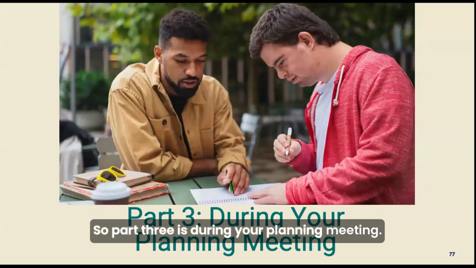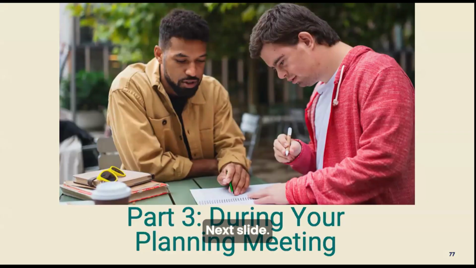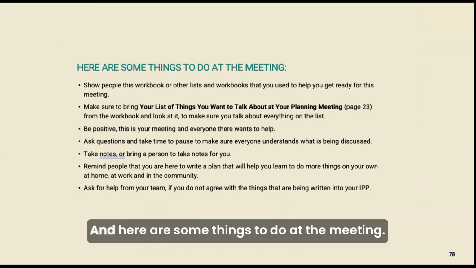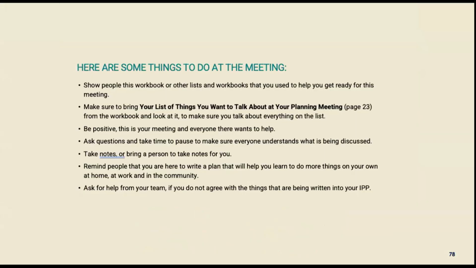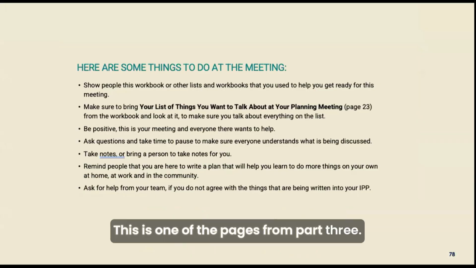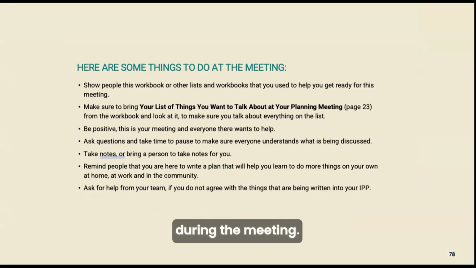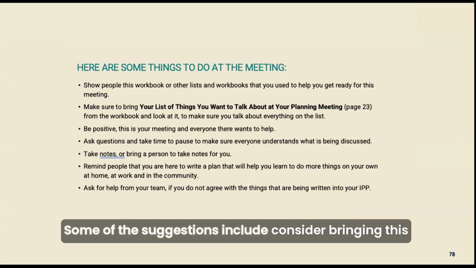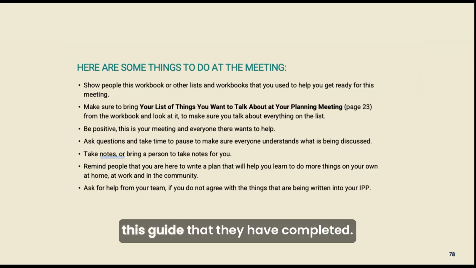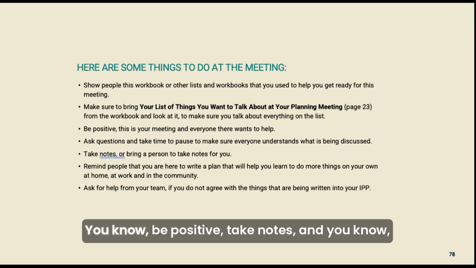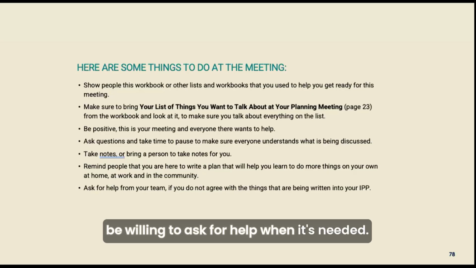So part 3 is during your planning meeting, and this is the cover sheet for part 3. Next slide. And here are some things to do at the meeting. This is one of the pages from part 3. This provides an overview of what individuals should do during the meeting. Some of the suggestions include consider bringing this workbook, this guide that they have completed. Be positive, take notes, and be willing to ask for help when it's needed.